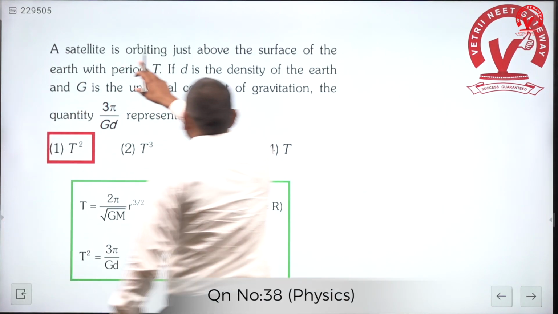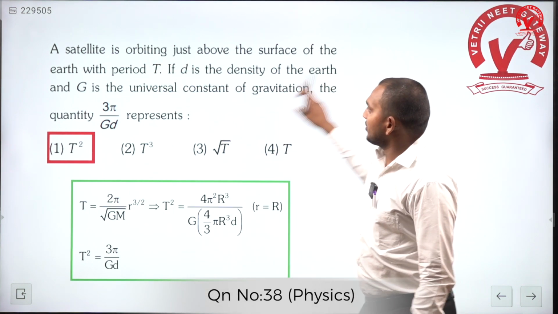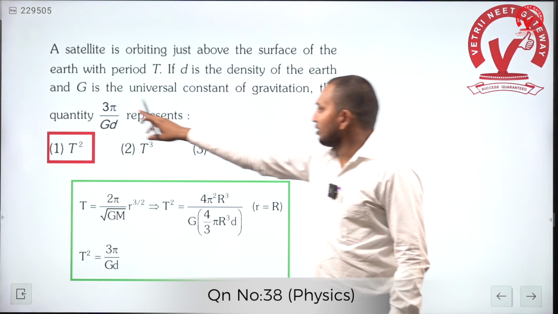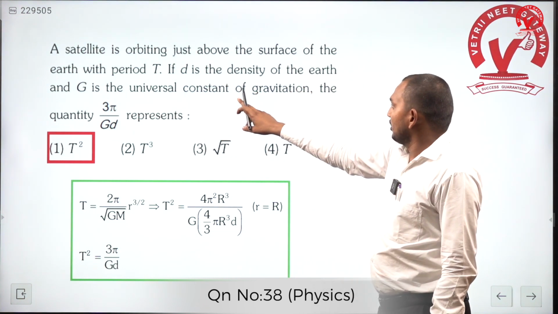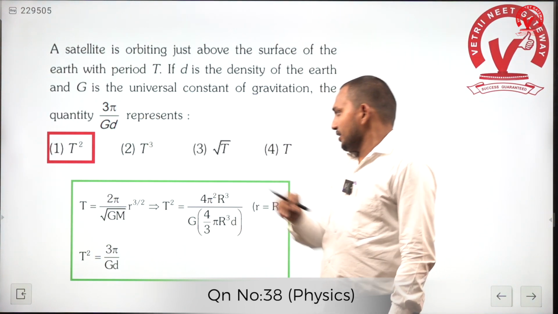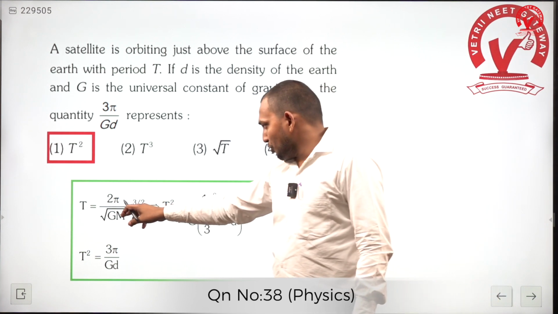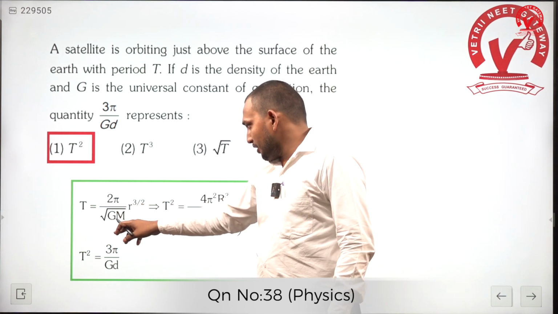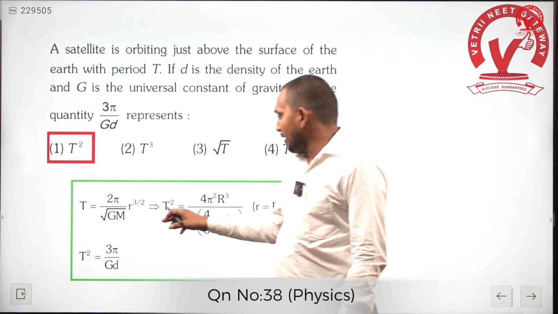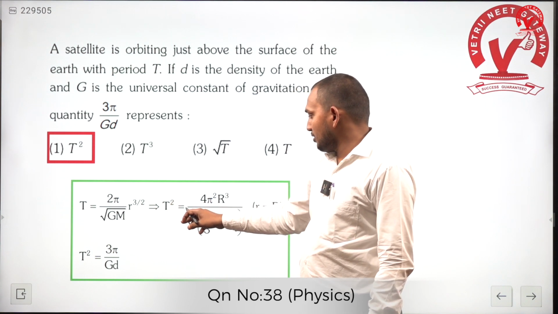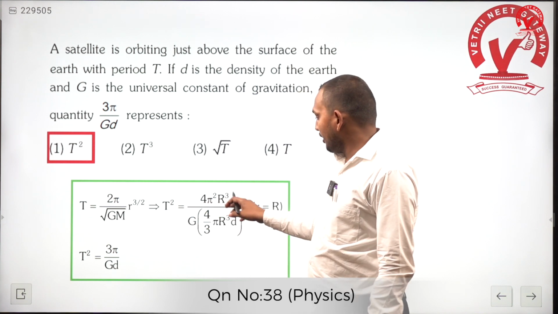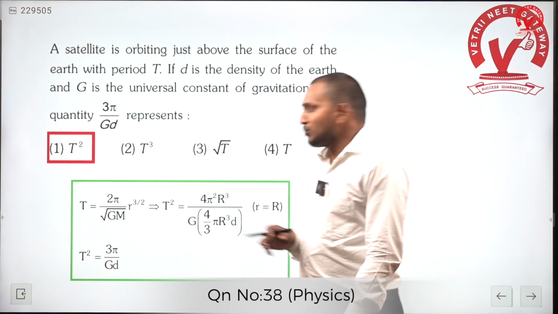Next, a satellite is orbiting just above the surface of the earth with time period T. If d is the density of the earth and G is the universal constant of gravitation, then T squared represents 3 pi by Gd. We know T is equal to 2 pi divided by square root of R cube by GM. Now we square both sides: T square is equal to 4 pi square. Here in place of small r we are taking capital R cube divided by the mass.